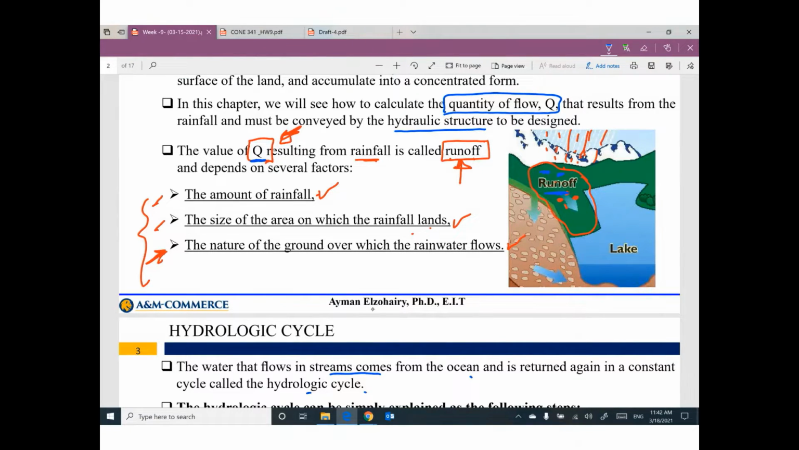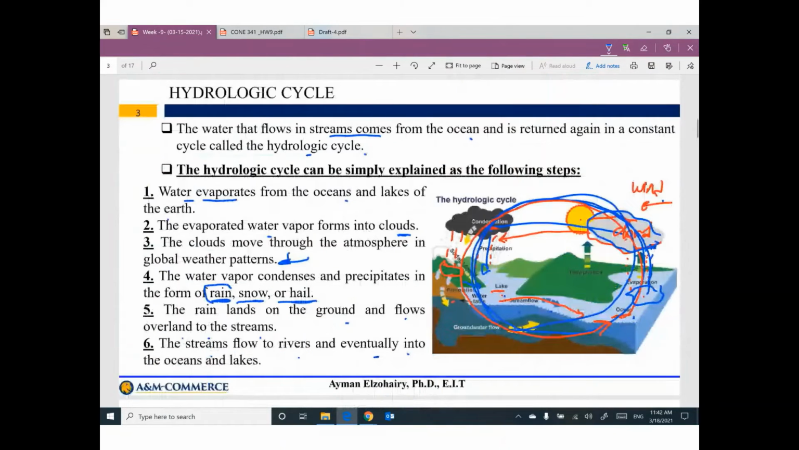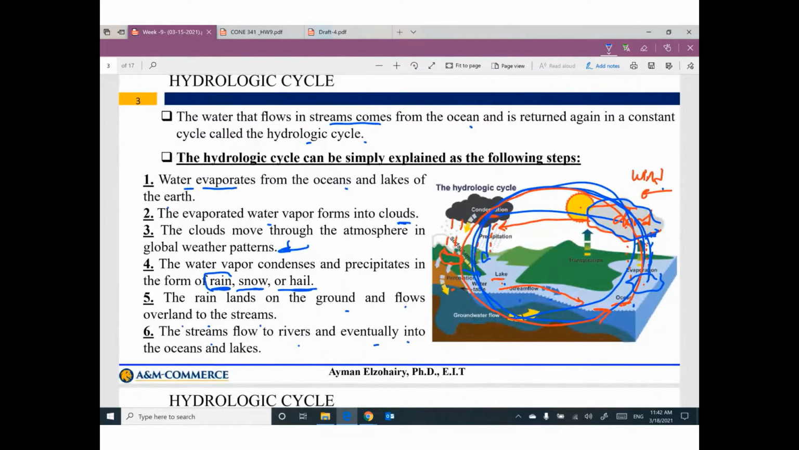The amount of this runoff, how much water we can collect, depends on three factors. What is the amount of rainfall? What is the size of the area in which the rainfall lands? And what is the nature of the ground over which the rainfall water flows? And we learned the meaning of this term, runoff. And we talked about the hydrologic cycle.